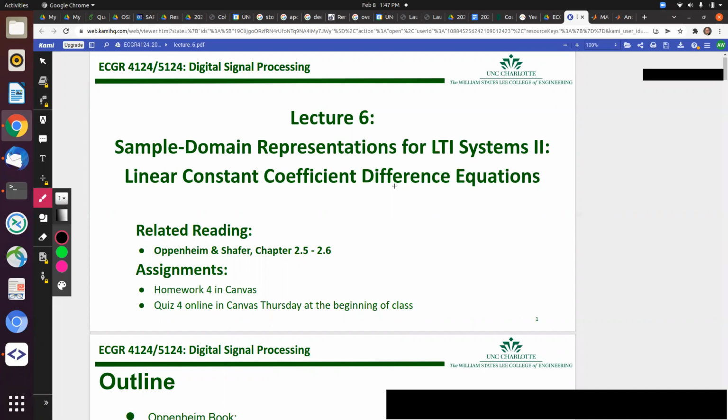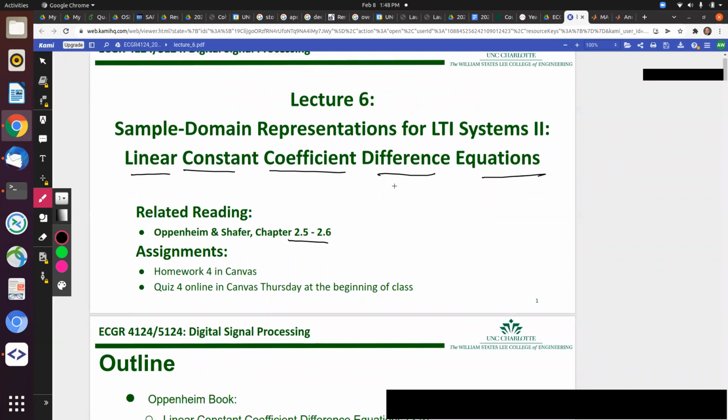This lecture is all about difference equations, linear constant coefficient difference equations. This is the second way to represent a linear and time invariant system. There are 3 representations that we deal with: the impulse response, the difference equation, and then the discrete time Fourier transform, the Fourier space. These are the 3 things that we'll study prior to the midterm exam. It's sections 2.5 and 2.6 from chapter 2 of the textbook.